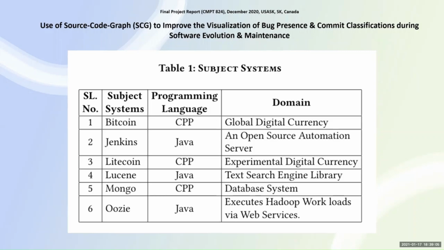The title of this project is The Use of Source Code Graph to Improve the Visualization of Bug Presence and Commit Classification during the Software Evaluation and Maintenance. And the subject systems I used in these investigations are given in this table, where 3 of them are written in Java programming language and the other 3 are in C++ programming language.